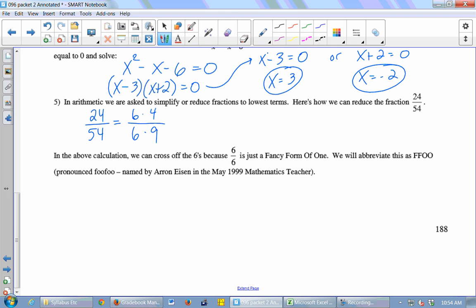Now that I've written that, where I used the same factor for both, I have a 6 on the top and a 6 on the bottom. What is 6 over 6 reduced to? 1. So this fraction reduces to 4 over 9. Do 4 and 9 have any common factors? No, then we're done. We've reduced the fraction. When we cross off those 6's, we're allowed to do that because 6 over 6 is just a fancy form of 1, which we call a foo-foo.